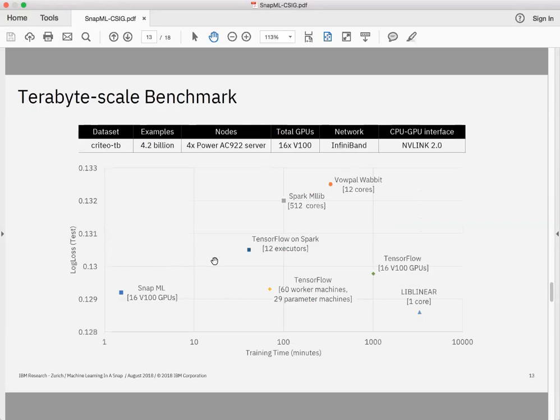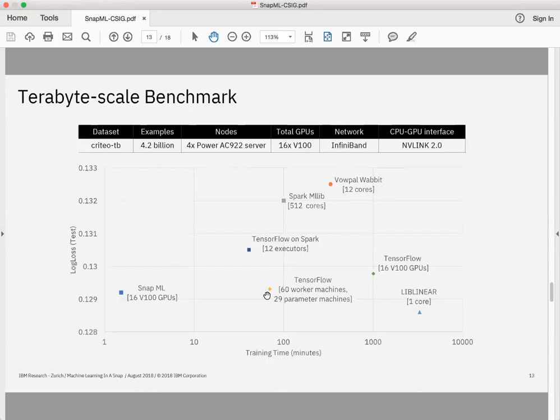This figure summarizes all of those results. On the x-axis is the training time in minutes, and on the y-axis is the logistic loss or accuracy. We see a bunch of different results using different frameworks and different hardware. The best trade-off between timing and accuracy that we found to date is this yellow point here, which is a result reported by Google on their cloud platform.